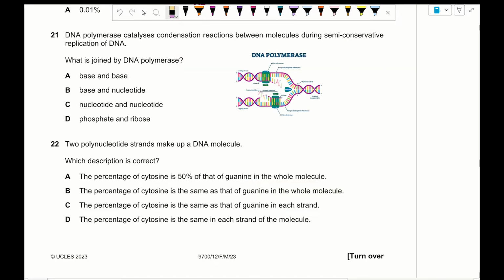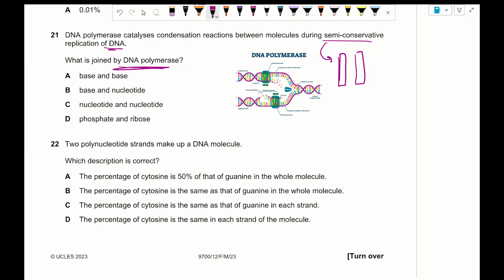Question number 21. DNA polymerase catalyzes condensation reactions between molecules during semi-conservative replication of DNA. What is joined by DNA polymerase? So let's just define really quickly what is semi-conservative replication of DNA. This means that the newly synthesized DNA is going to contain one strand from the parent and one newly synthesized strand. This is what semi-conservative replication is.